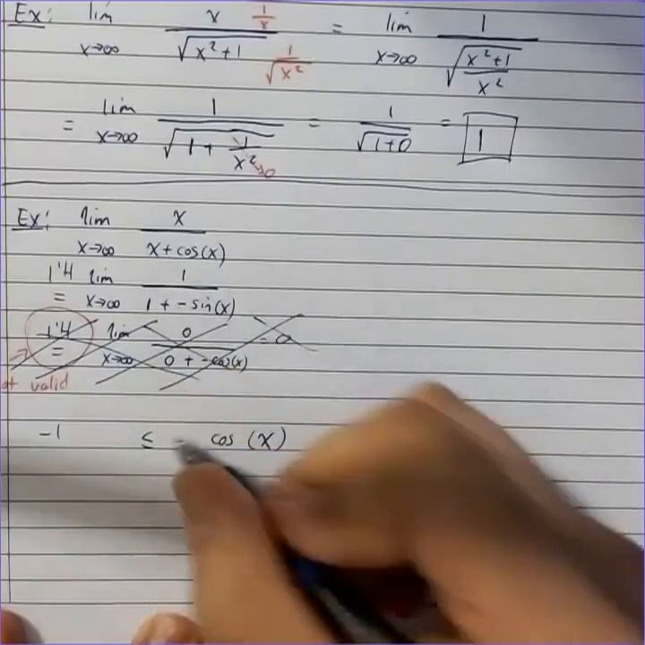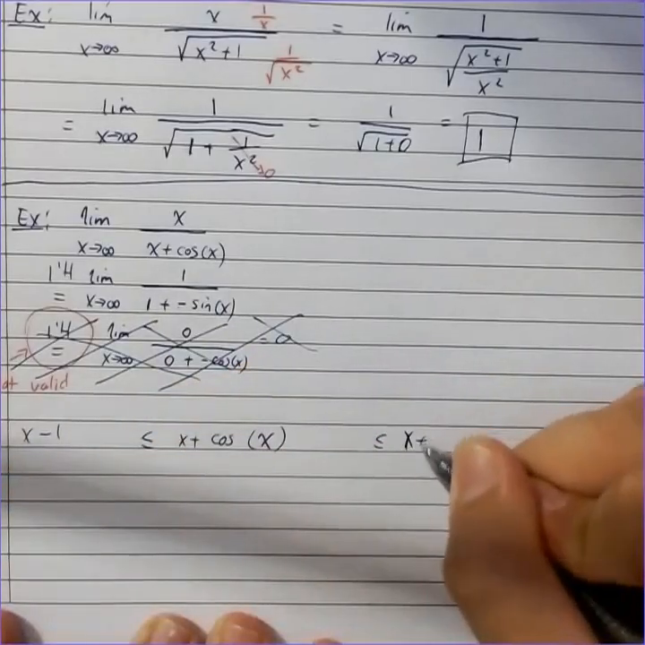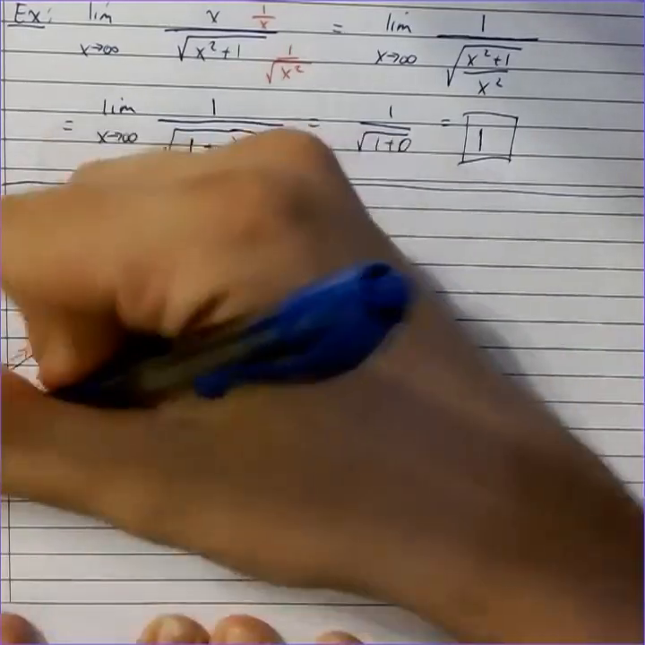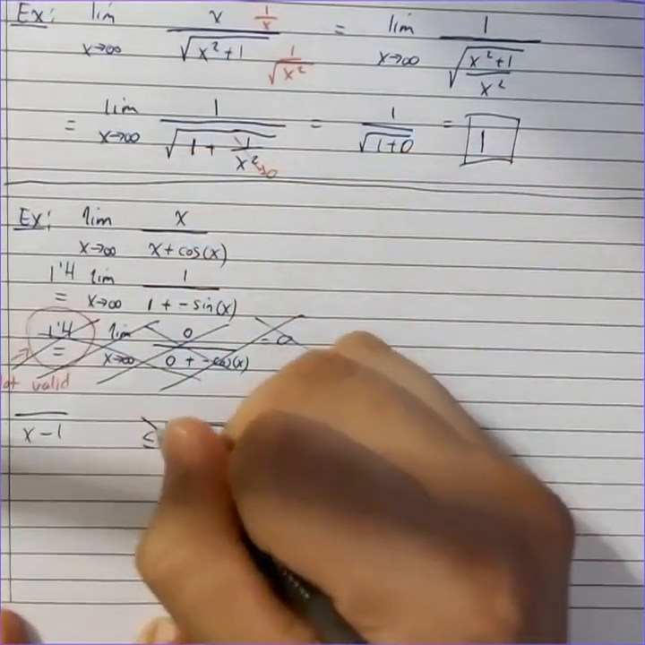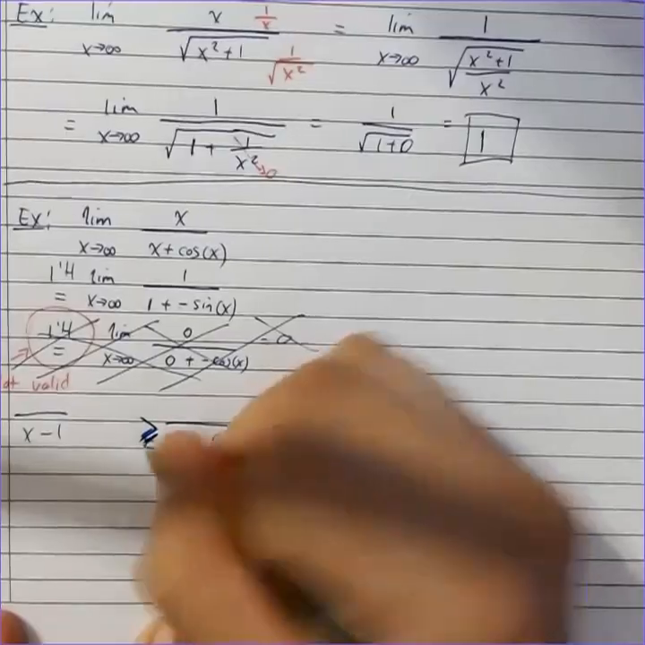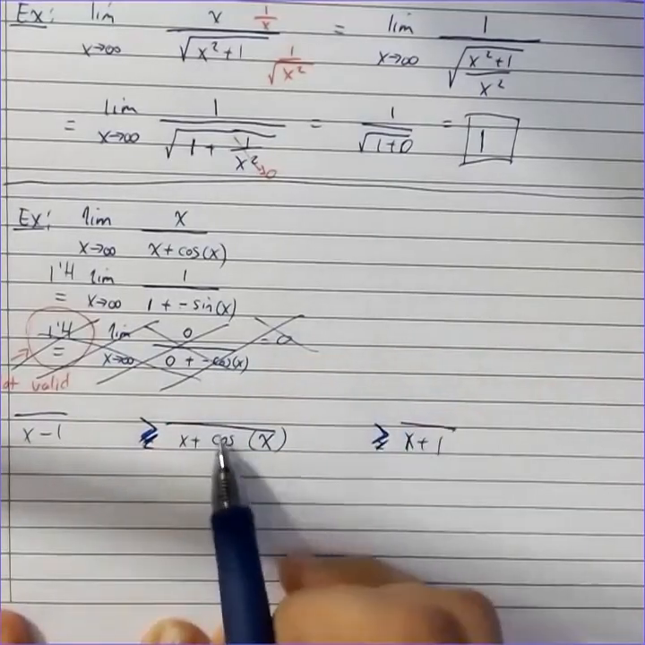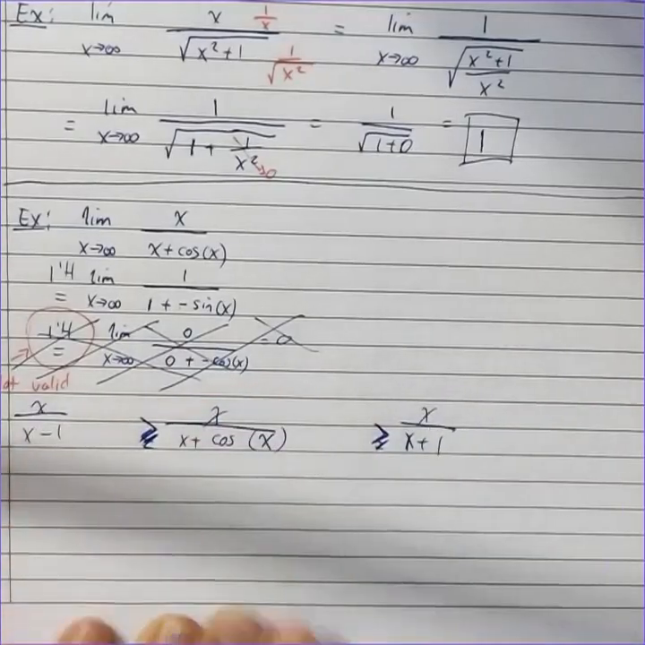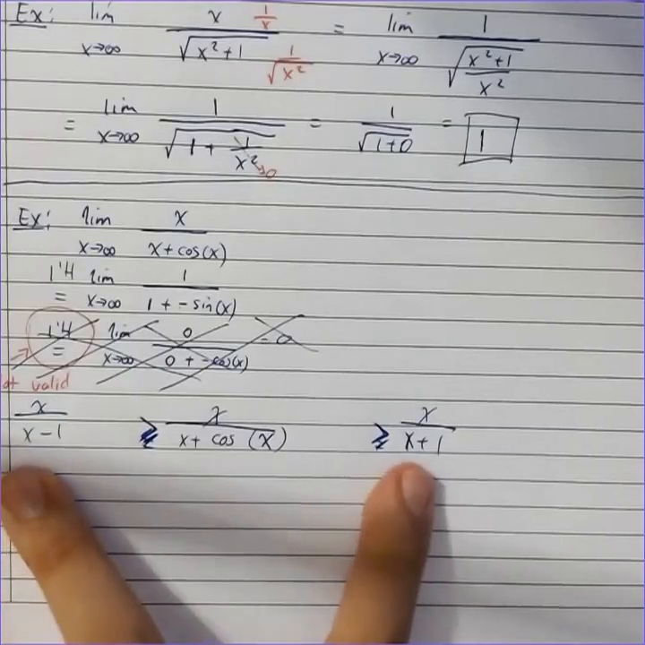Okay, so if I add x to that, well, that's the same as adding x to this one and x to this one. Oh, but now if I reciprocate this, that reverses my inequalities. Okay, but it's still bounding it. And if I multiply everything by x, that gives me an x in the numerator, just like that. So x over x plus cosine of x is bound between these two expressions.